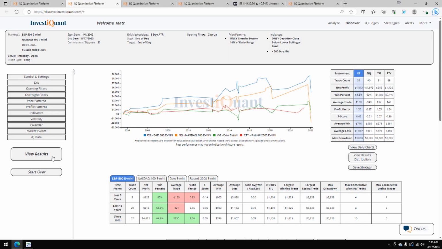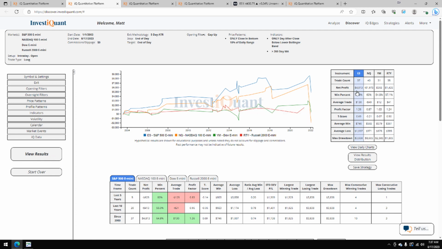All right, here we go. These are the results based upon entering the market long at 9:30 a.m. Eastern Time, exiting at 4:15 p.m. Eastern Time when you are gapping up, when the prior day closed at the lows of its trading range and below a lower Bollinger Band, but above a 200-day simple moving average.